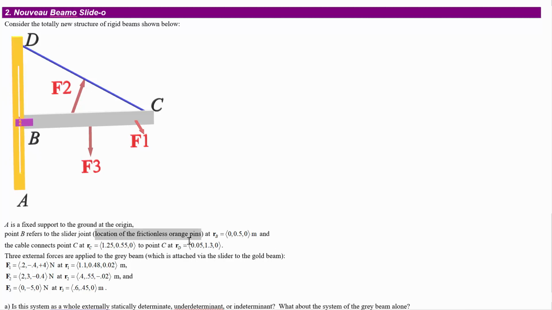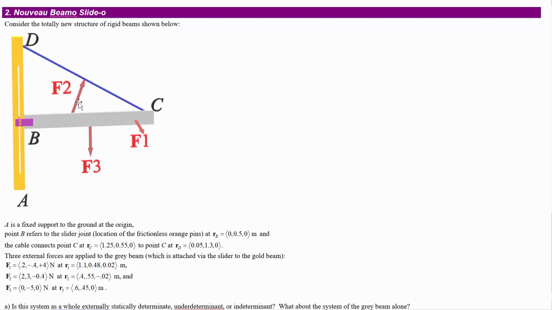And point D, it tells you later, is 0.05, slightly more to the right, 1.3, and 0 in z. So this is the y direction going up, x is to the right, and z must be out of the page a little bit. So yeah, point B is the slider joint located there. This cannot provide a force in y, but it can provide forces in x or z to resist motion. So it will not allow this beam to move to the right. It won't allow it to move out of the page. And it won't allow any rotations.